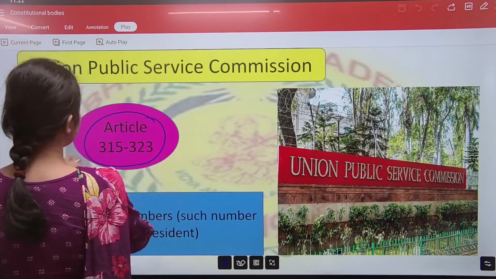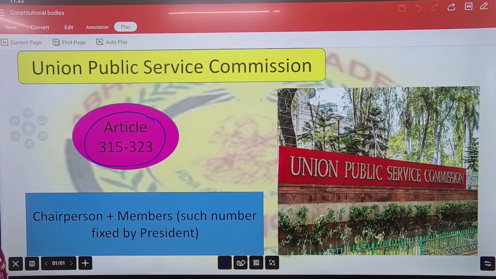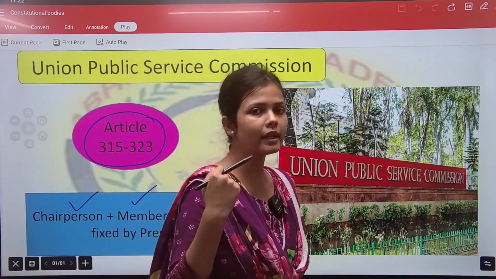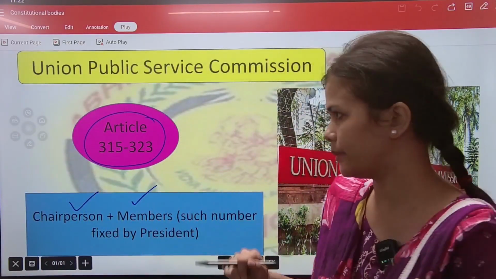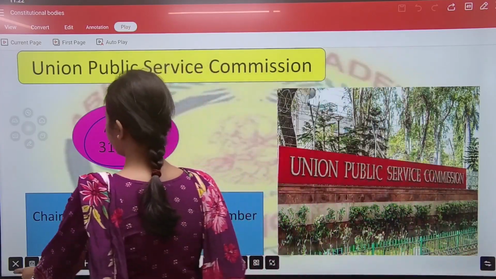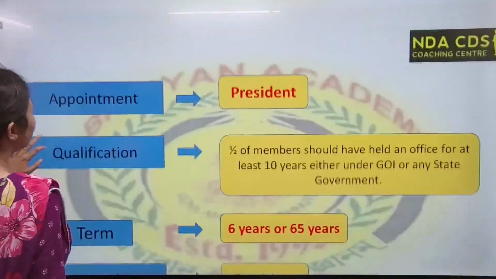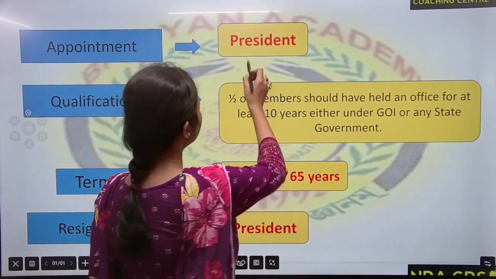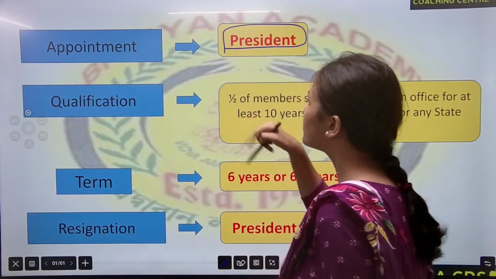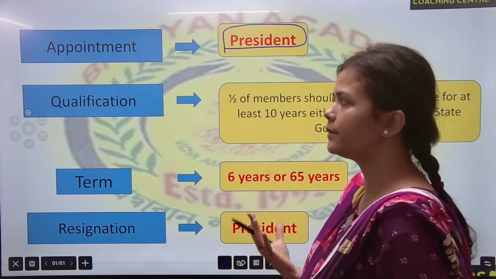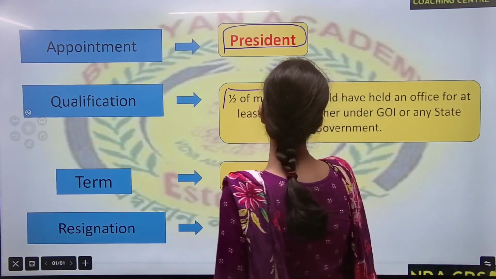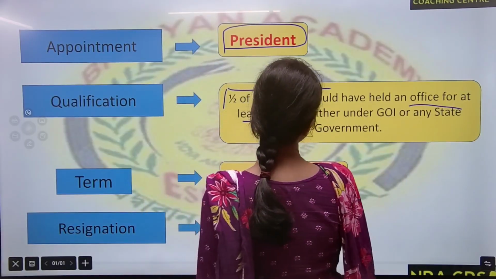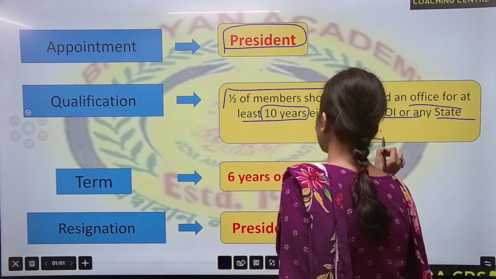Article 315 to 323. One chairperson and members are there, and how many members will be there will be decided by, again, the president. Then appointment will be done by, of course, the President of India. Qualification: there is no such qualification, but half of the members should have held office for at least 10 years, either under the central government or any other state government.